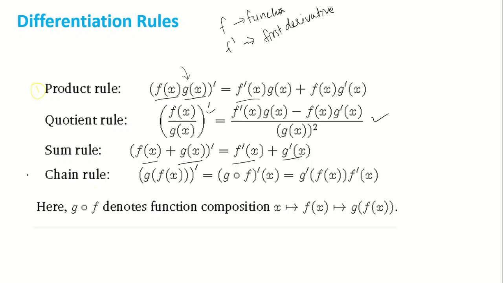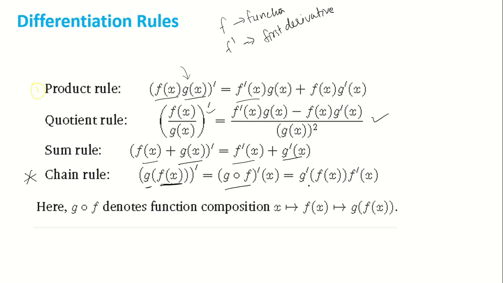Then the chain rule, and this is the most important rule that we apply in machine learning. That means the input of one function is another function. Okay, g is the function and its input is another function f. If we have a function like this, how do we find the derivative? So this is the composition representation, g composition f. That means g is a function of f.